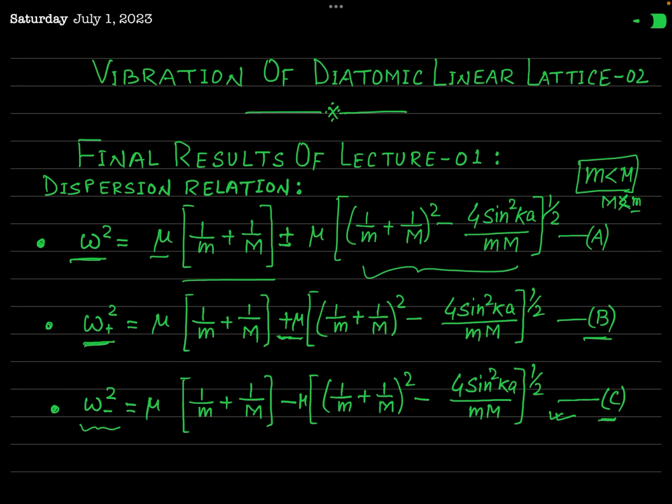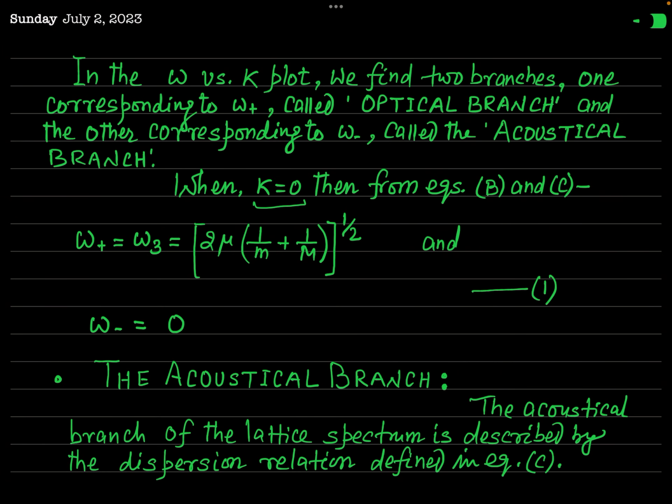When k is 0, sine 0 is 0, so this term will vanish, and the term inside the square root will be (1/m + 1/M) whole square, and its square root will be simply 1/m + 1/M. So this omega plus square will be equal to mu times (1/m + 1/M) plus mu times (1/m + 1/M). So this is simply 2 mu times (1/m + 1/M).